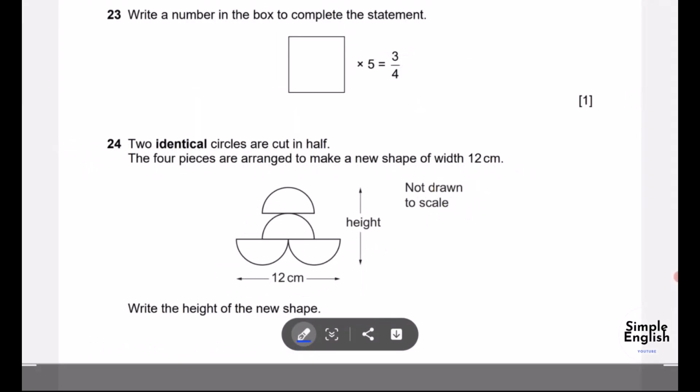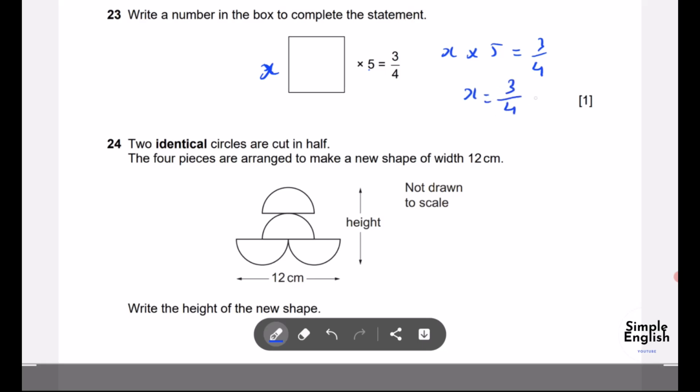23. Write a number in the box to complete the statement. Remember, we call this number X. X times 5 equals 3/4. So that means X equals 3/4 divided by 5, right?